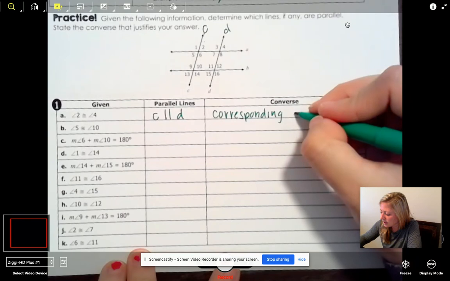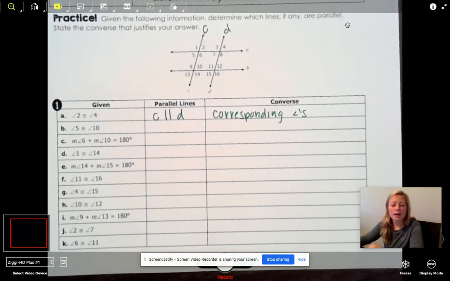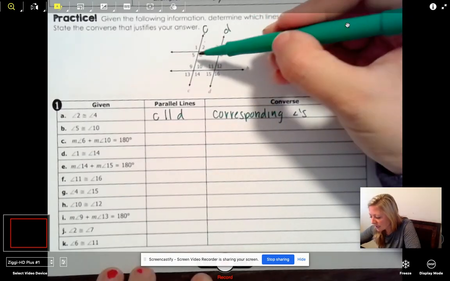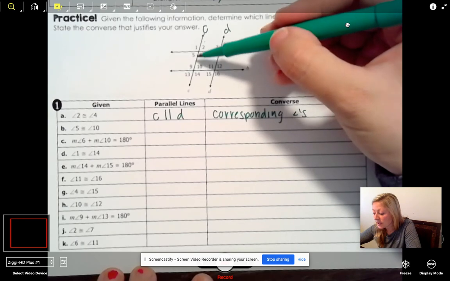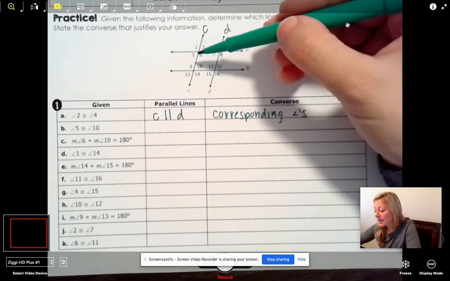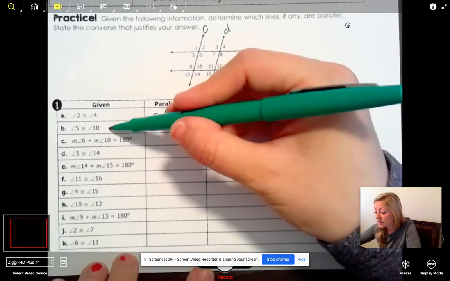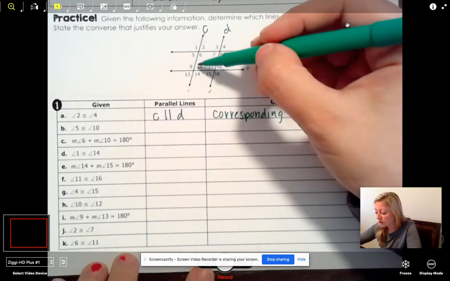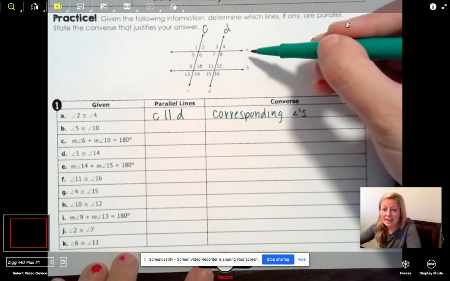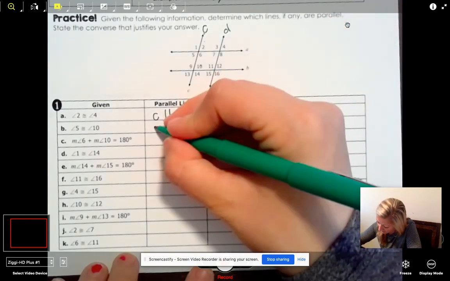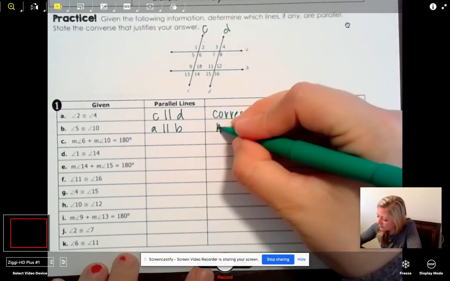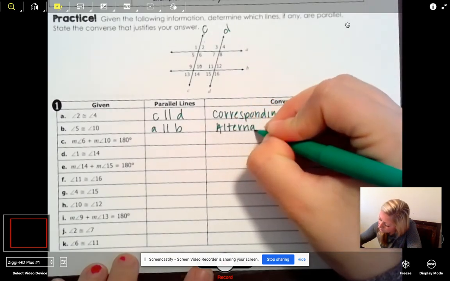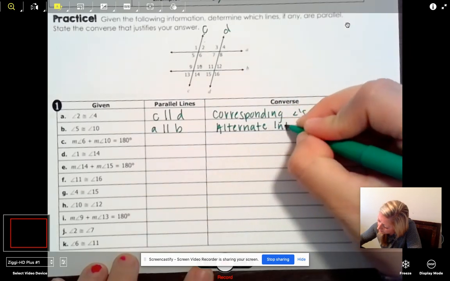Corresponding angles, converse. Okay, 5 and 10. What kind of angles are 5 and 10, if any? I hope you're thinking alternate interior, because that's what I'm thinking. And they're telling us they're congruent, so that does give us parallel lines. So which lines? A and B. A would be parallel to B by alternate interior angles.